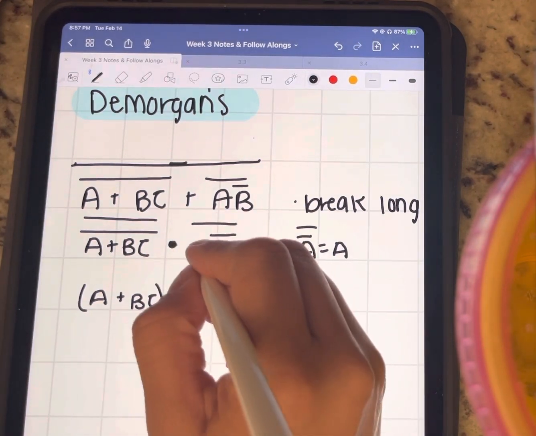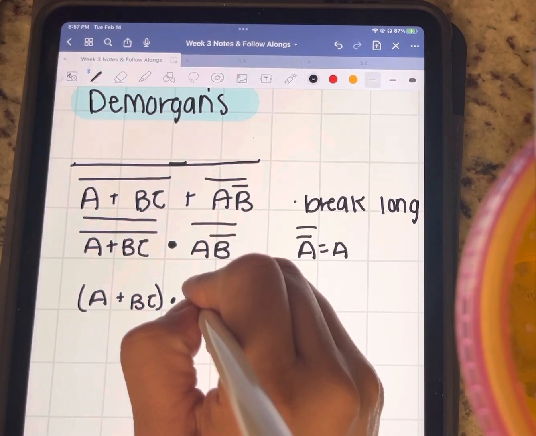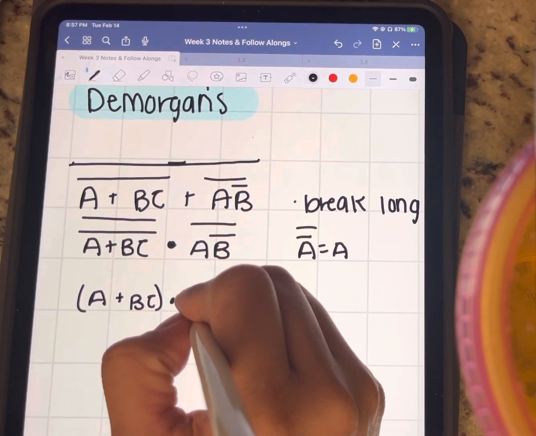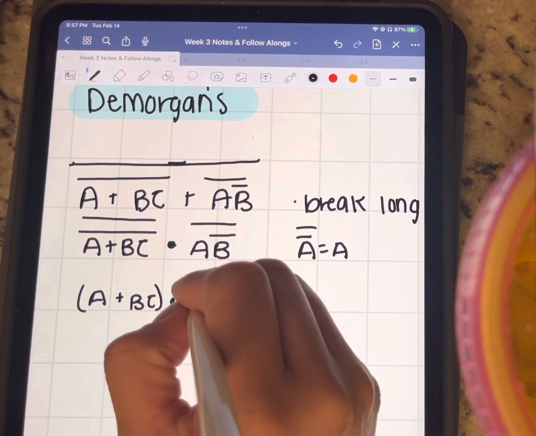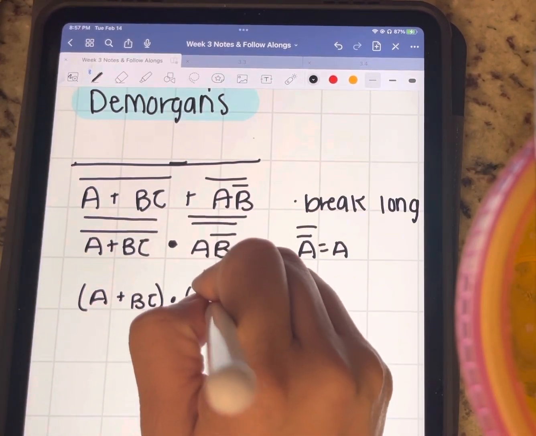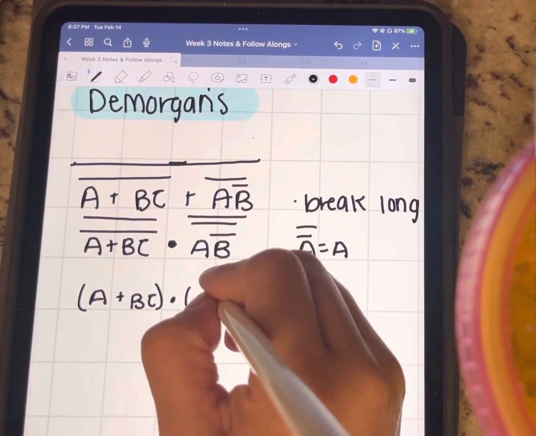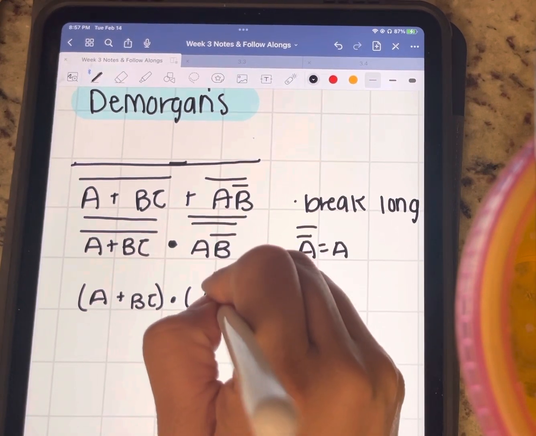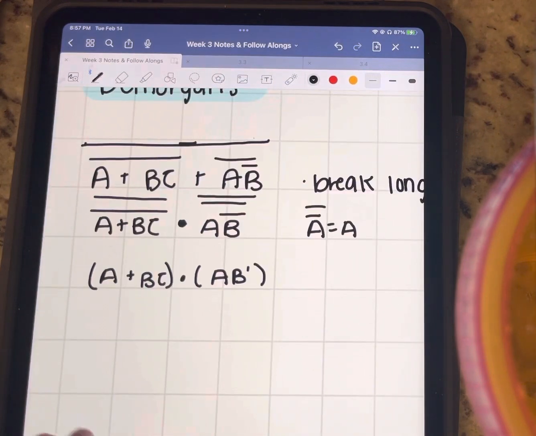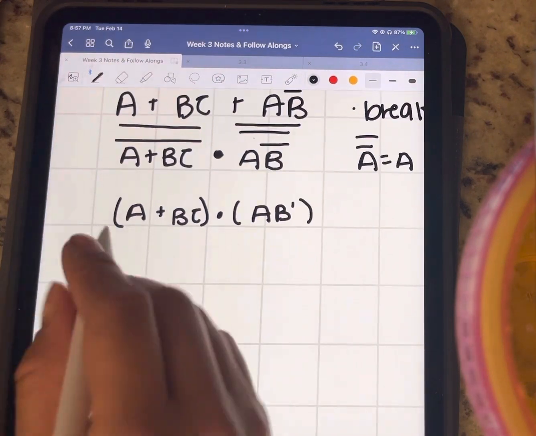And then for A, I forgot another bar. Okay, so A is going to be kept the same. And then B is going to be notted. Now I want to FOIL.